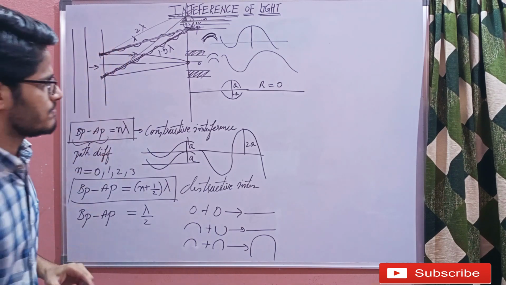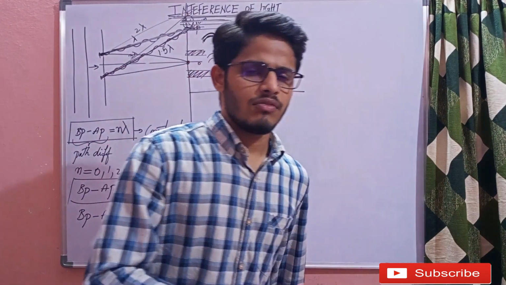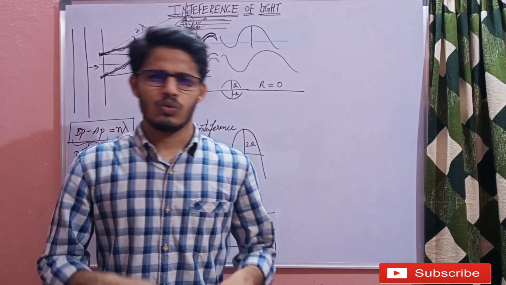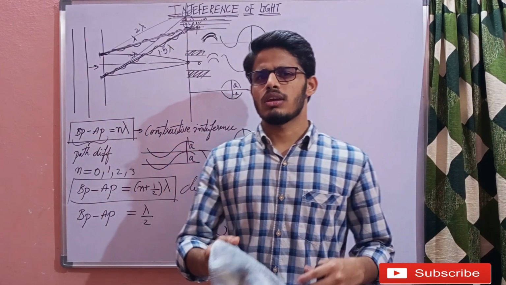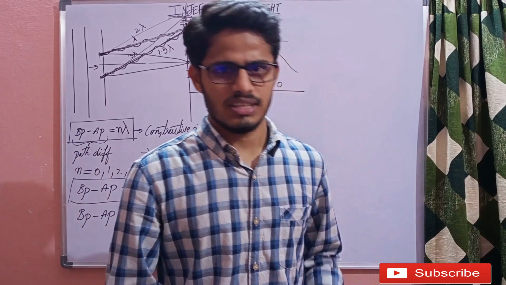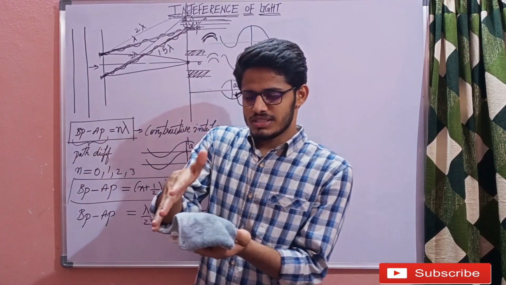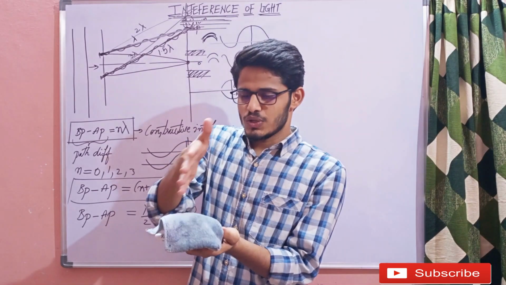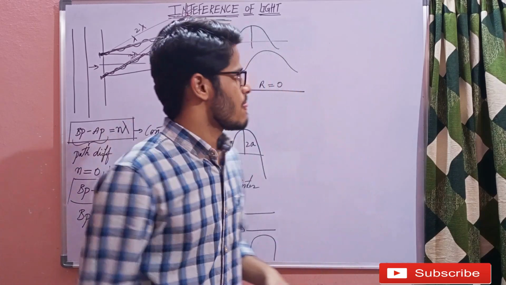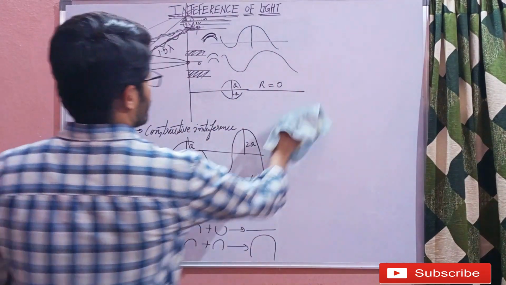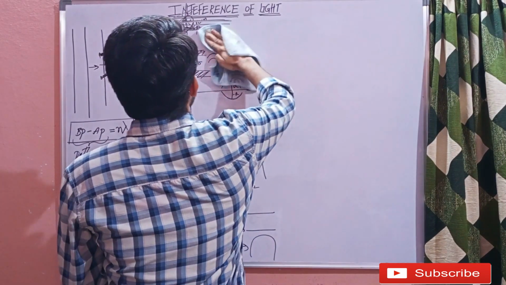Now we'll find out the path difference between these two rays with the help of the geometry of the figure. And with that path difference, we can find out the phase difference, and with the help of the phase difference and the path difference, we can find out so many other things also. That is the beauty. Once you know a concept, using that slowly you can do so many other things also. So now we will find out the path difference.